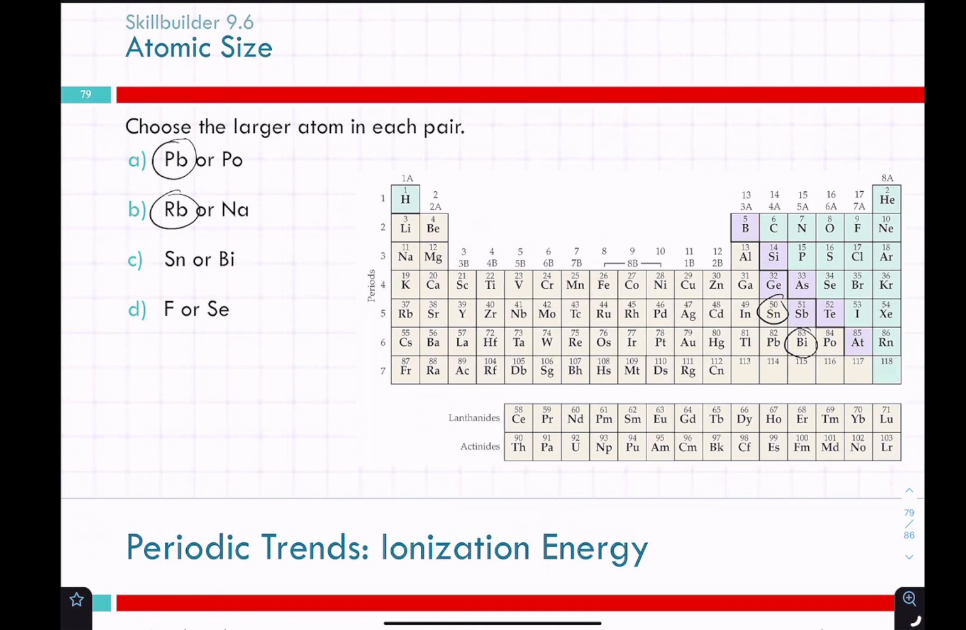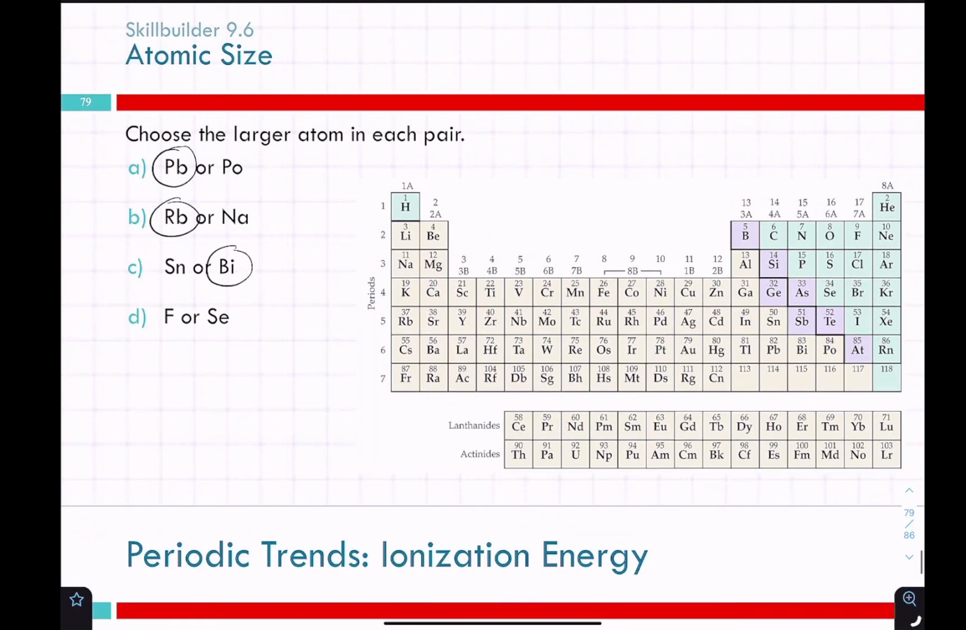Yes, just like that. So bismuth is bigger. And this is one of those places where it's like, which one's actually closer? But remembering that the row matters more. And for fluorine or selenium, which one's larger? Selenium, right? Fluorine's one of the smallest.